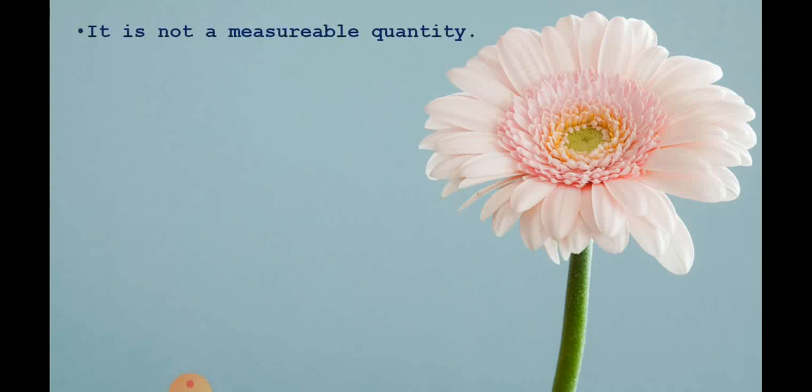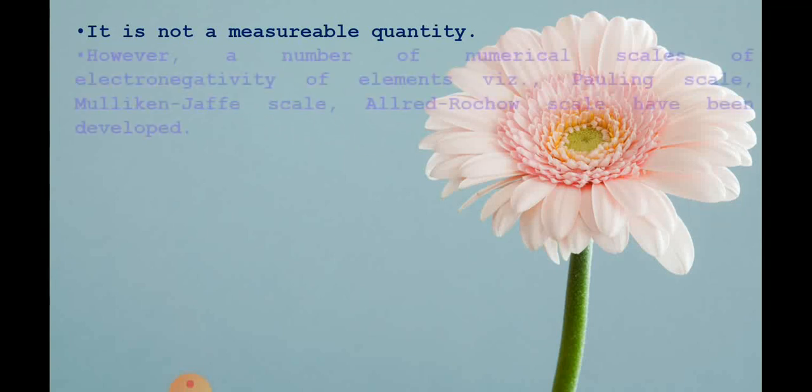This electronegativity is not a measurable quantity. It does not have a unit. Just recall: the previous properties we studied were electron gain enthalpy and ionization enthalpy in previous classes. Ionization enthalpy and electron gain enthalpy were measured in terms of kilojoules per mole. That was the unit, kilojoules per mole. But electronegativity is not a measurable quantity.